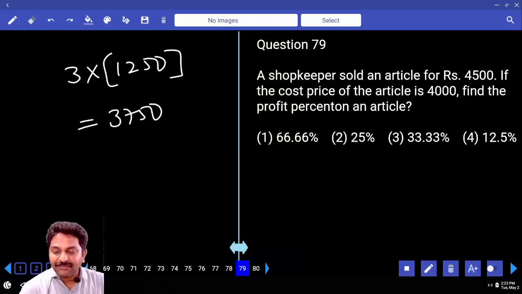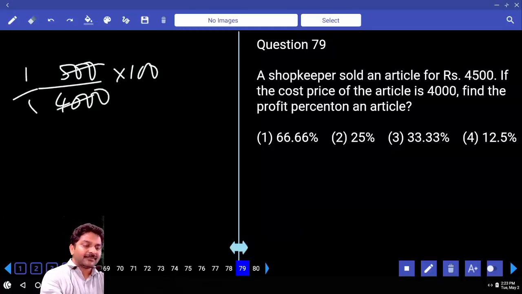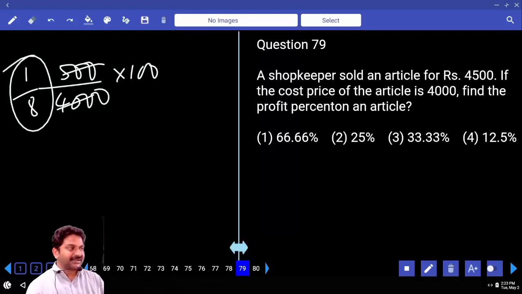A shopkeeper sold an article for 4,500. If the cost price of the article is 4,000, find the profit percentage. How much profit is made? 500 upon cost price 4,000, which is 1 by 8, right? 1/8 in the sense 12.5%.